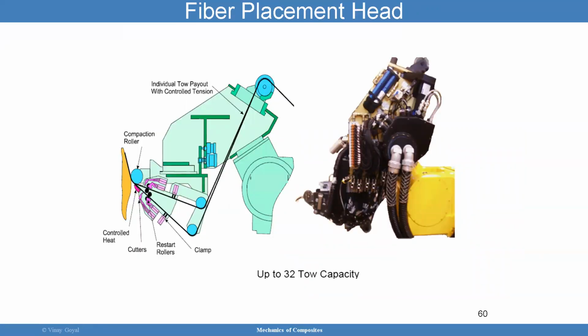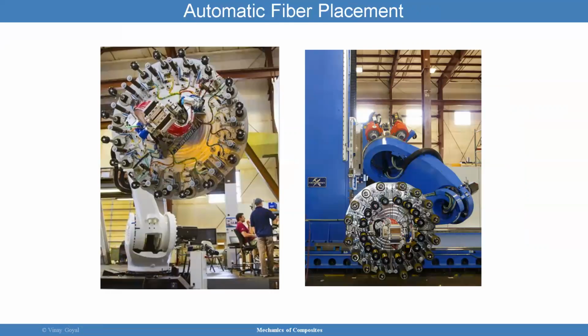The fiber placement head, just going a little more into detail about what's in there. You have your individual tow payout, and the tension is being controlled here. You have your clamp, you have your compaction roller. You can see here the fibers getting rolled in. You have the cutters and then the control heating right there, so that when it goes onto the surface, it's already hot. And here's an automatic fiber placement shown here.